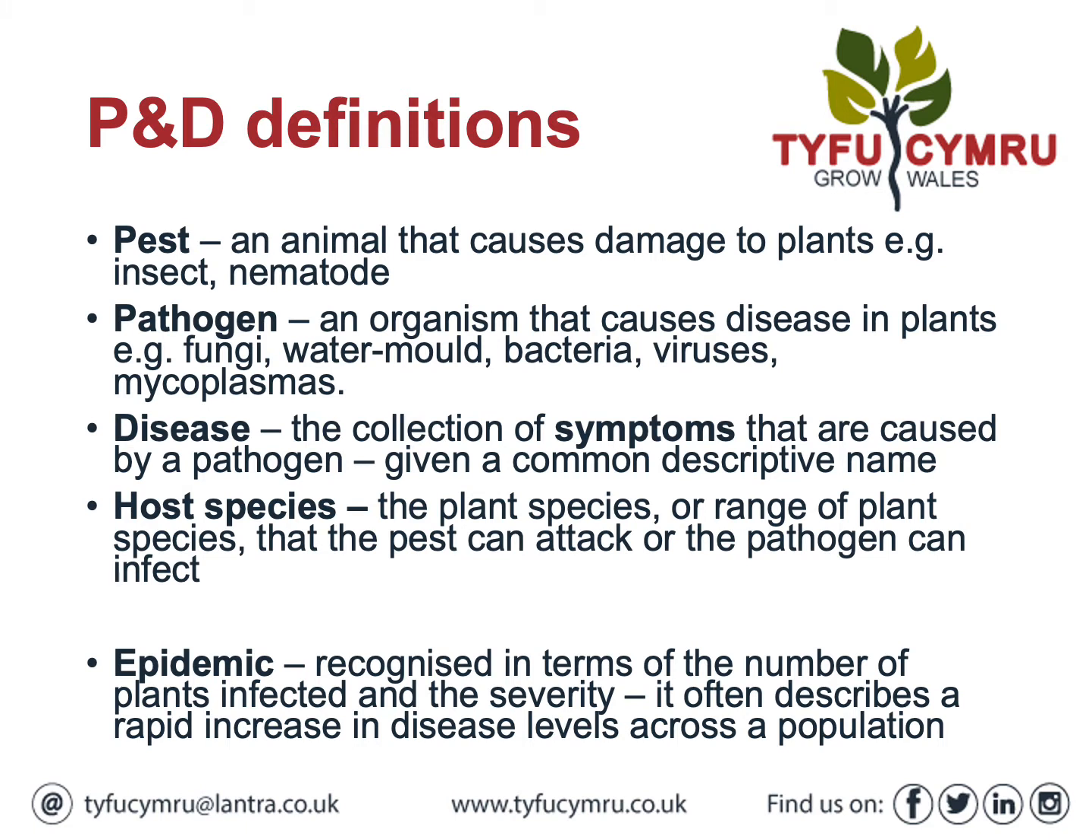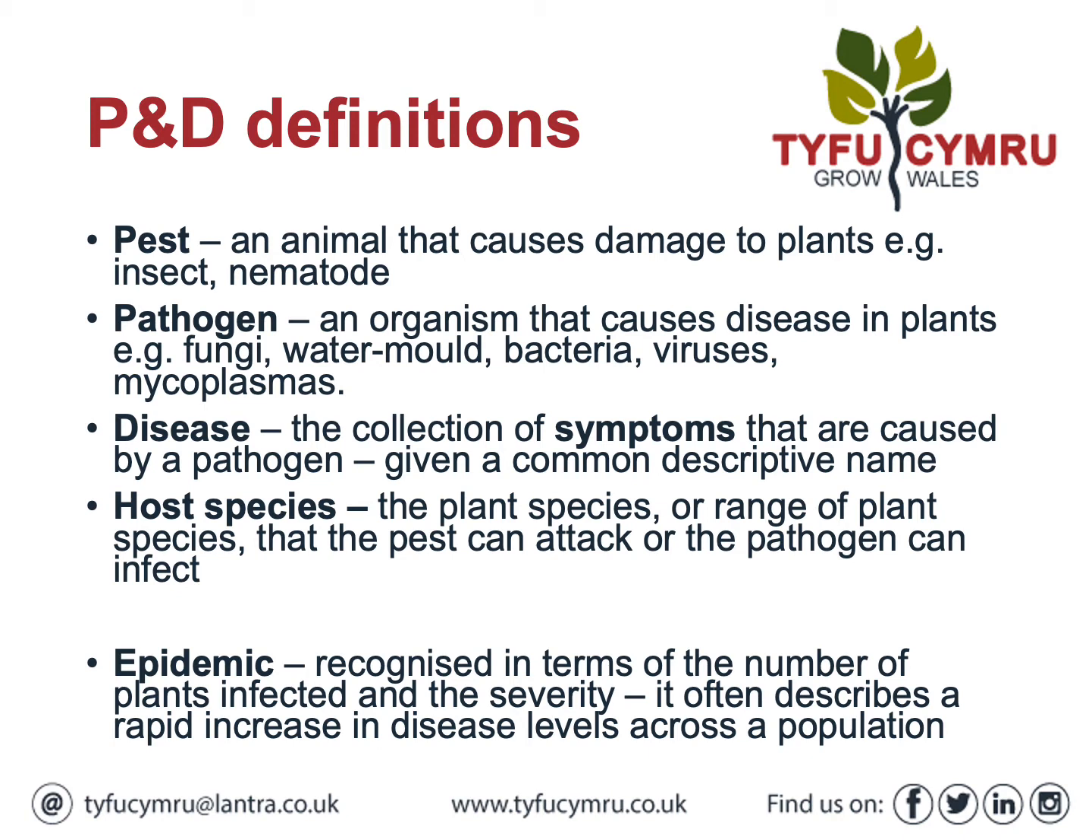Now, some more definitions to do with pests and diseases that are to do with the subject of plant pathology and will help you understand the resource material that is available. So the first definition here is a pest. That's an animal that causes damage to plants. So for examples of that, insects and nematode worms are both pests.